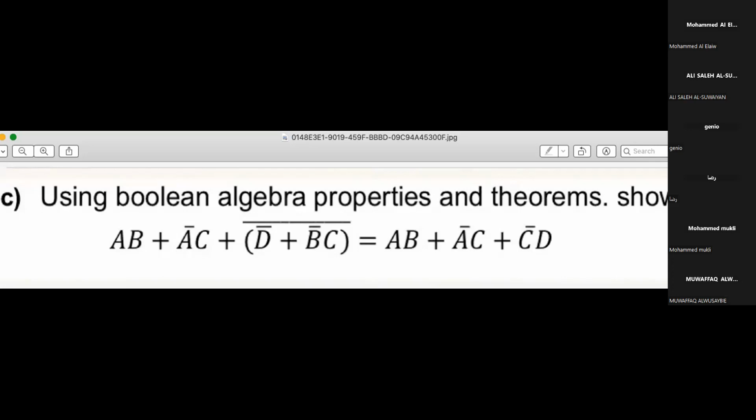AB ORed with A complement C, ORed with D complement, B complement C, and then the whole thing complement. Oh, okay. This is a proof. We need to prove that this equals AB ORed with A complement C, ORed with C complement D. Okay. So basically, we share my iPad.